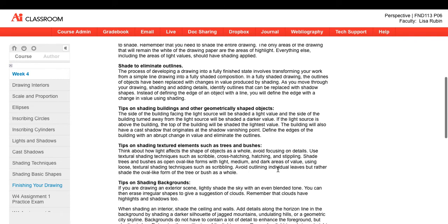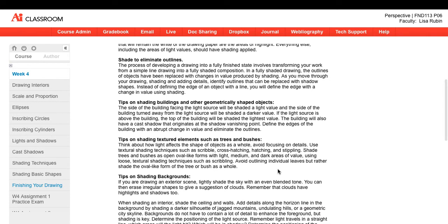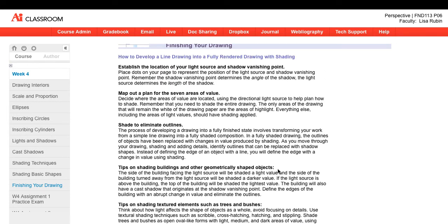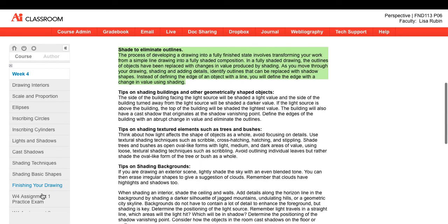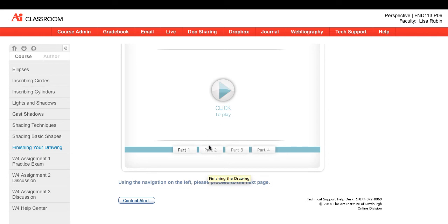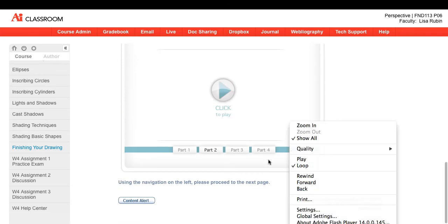Finishing your drawing, here's just some tips on how to make it look good. Detail, taking your time, texture, shade to eliminate outlines. Super important. Rather, an outline automatically flattens something out. So if you shade to come right up to the edge of something, it looks more three-dimensional. And let's see if we can find a nice example of that. You're going to have to watch that video. I don't really want to show you a video within a video, so please take your time to watch that.